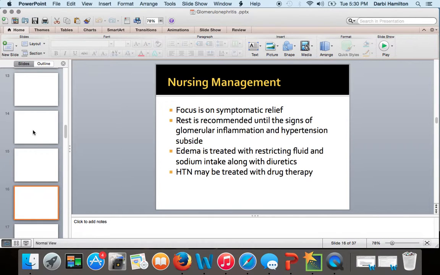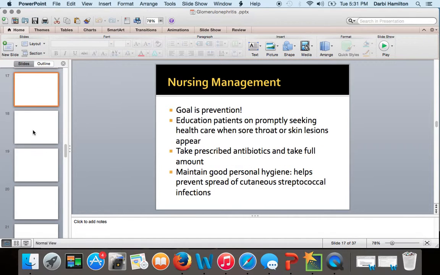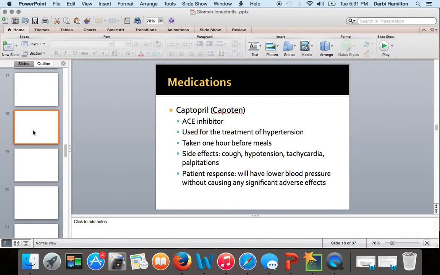For the nursing management, we're going to focus on symptomatic relief. Rest is recommended until the signs of glomerular inflammation and hypertension subside. Edema is treated with restricting fluid and sodium intake along with diuretics. Hypertension may be treated with drug therapy. The goal is prevention. Educate patients on properly seeking health care when sore throats or lesions appear. Take prescription antibiotics and take the full amount. Maintain good personal hygiene. Help prevent the spread of cutaneous streptococcal infections.